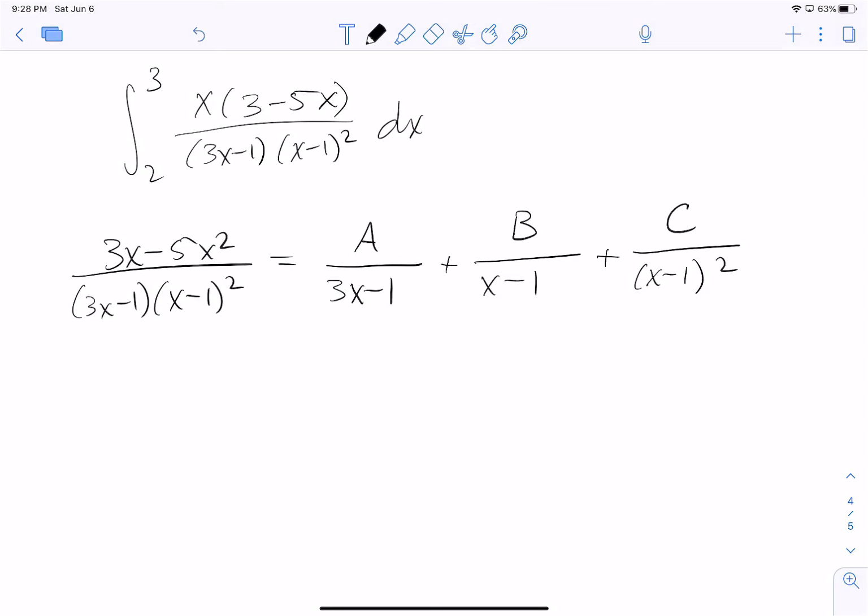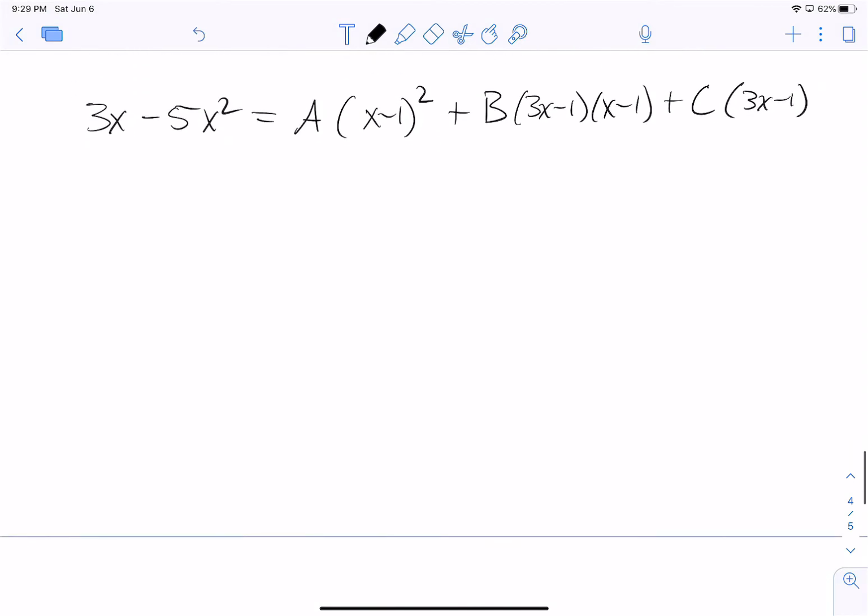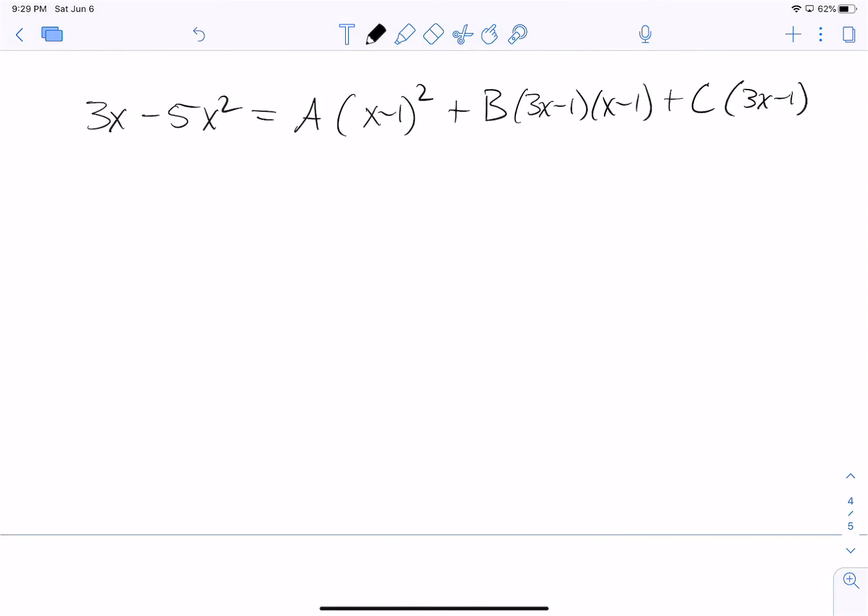If we imagine what would happen if we got common denominators and then set an equation just of the numerators, then we can see we would have 3x minus 5x squared is equal to a times the quantity of x minus 1 squared plus b times 3x minus 1 times x minus 1 plus c times 3x minus 1. If you saw the previous video, then you'll know at this point we can go two different ways. In fact, the way this one's going to work out, we're going to need both.